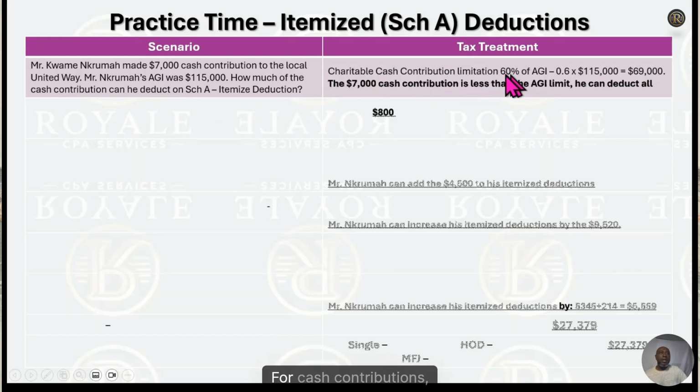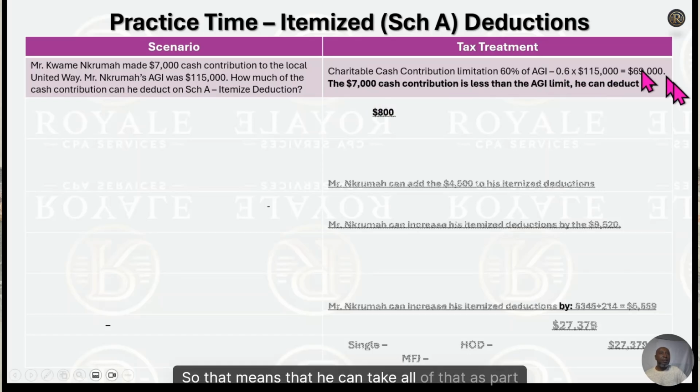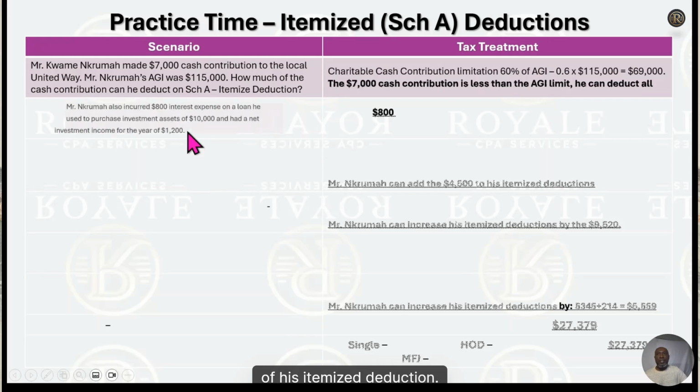For cash contributions, the limit is 60% of your AGI. So if Mr. Nkrumah gave all of his income as a charitable contribution to the United Way, he would only be able to take as a deduction up to 60% of that. If we calculate 60% of his AGI, 115 times 60% is $69,000. He gave $7,000, right? So that means that he can take all of that as part of his itemized deduction.